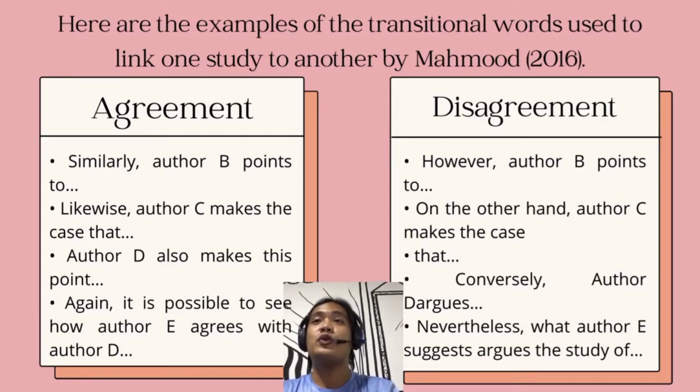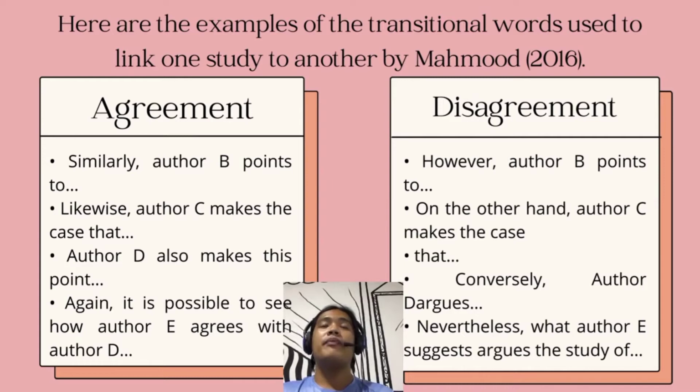This is by Mahmoud 2016. For agreement, you have similarly, author B points to; or you can use likewise, author D also makes this point; or again, it is possible to see how author E agrees with author D. Now, if you would like to point out disagreement in your review of related literature, you can use however, author B points to; or on the other hand, author C makes the case that; and then conversely, author argues; or nevertheless, what author E suggests argues the study of.